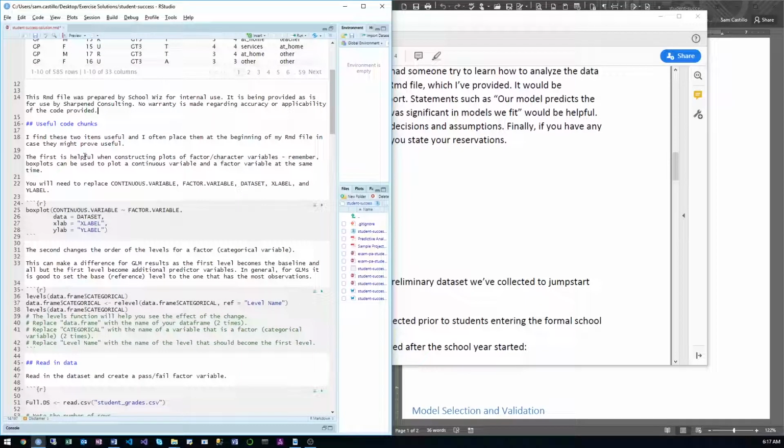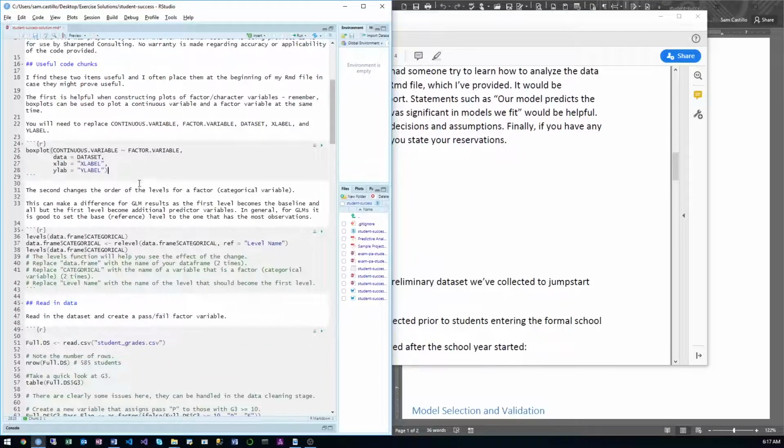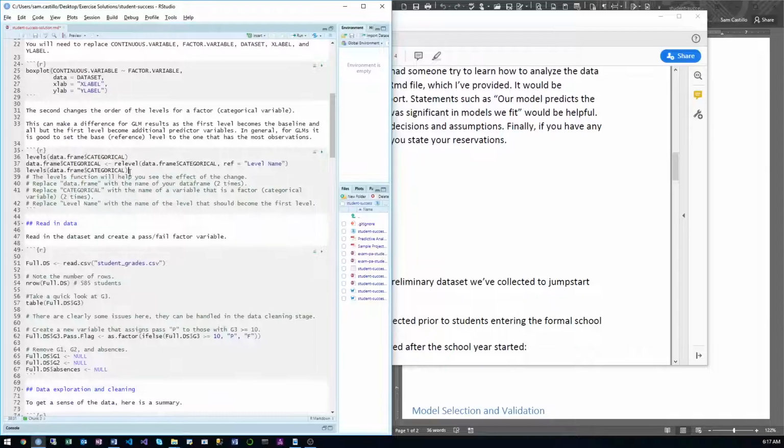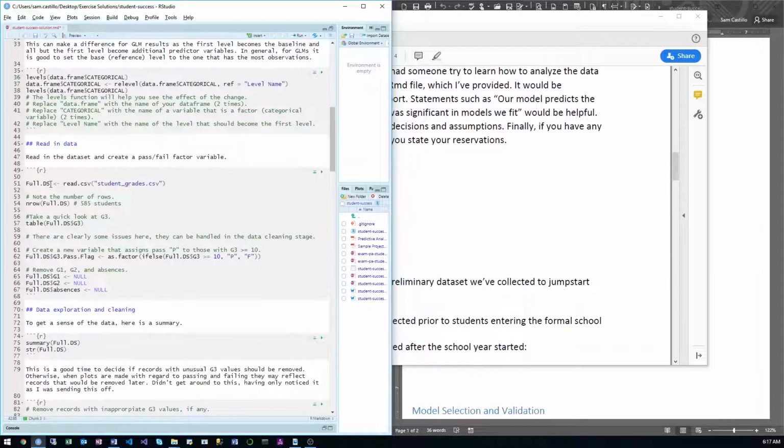They give us some code chunks. They tell you how to construct a box plot, and they give you some code to convert factor levels to those which have the most categories. And they call the dataset full.ds, which in my opinion is a terrible name because it takes so long to type and it requires capitalization.